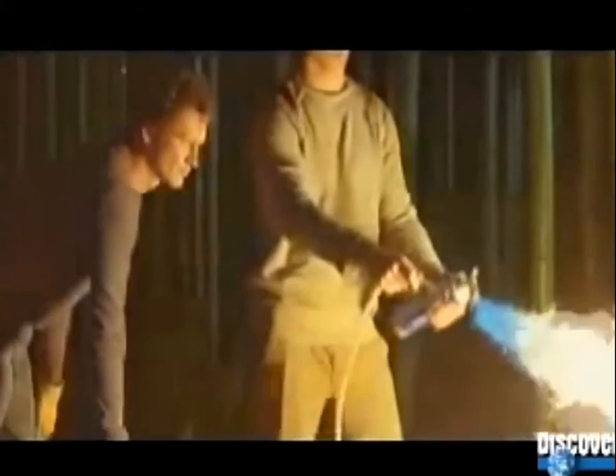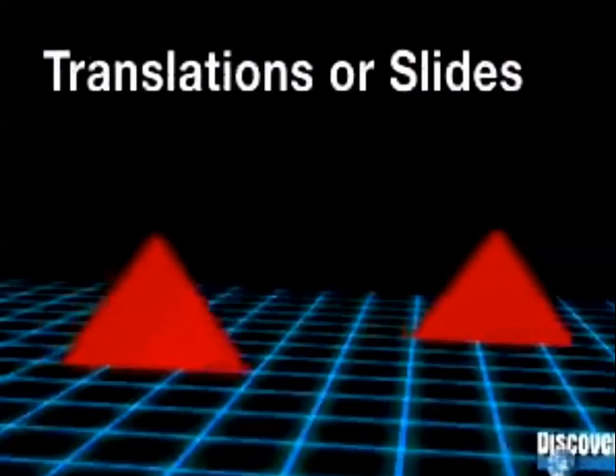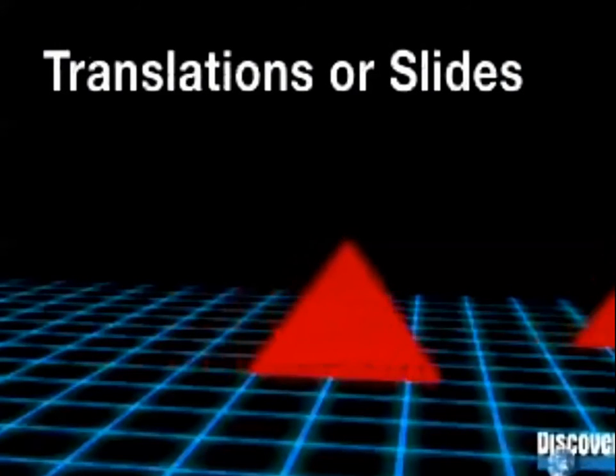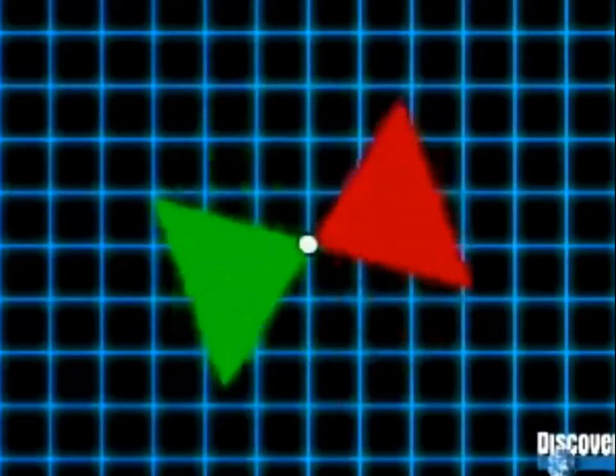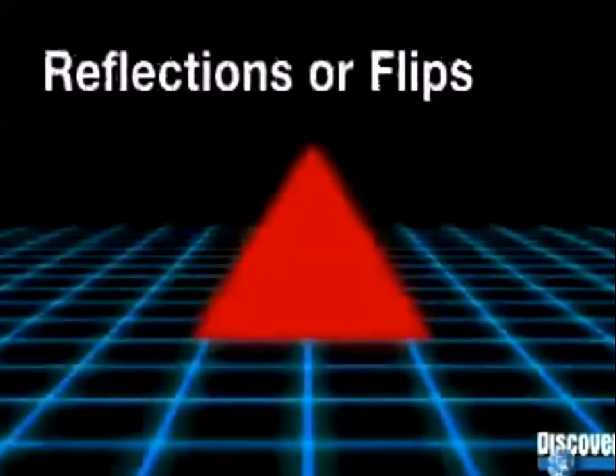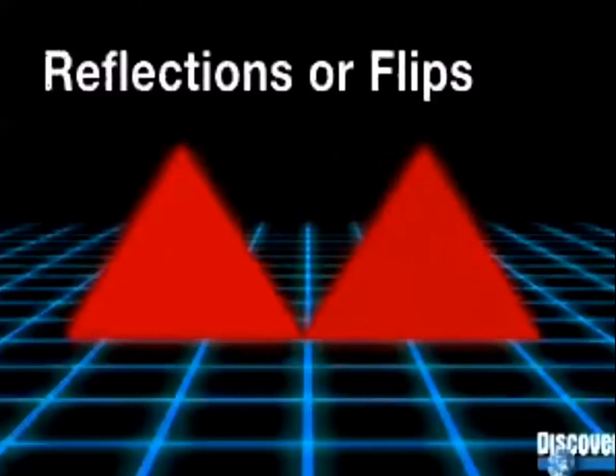Go behind the scenes to see how the biggest special in Animal Planet history was created. They transform geometric shapes using translations, or slides, moving a shape from one location to another without changing its orientation, size, or shape. Rotations, or turns, making the figure rotate about a single point or axis along a circle. And reflections, or flips, reflecting one shape to the other side to produce its mirror image.